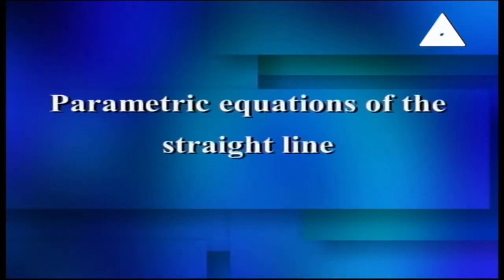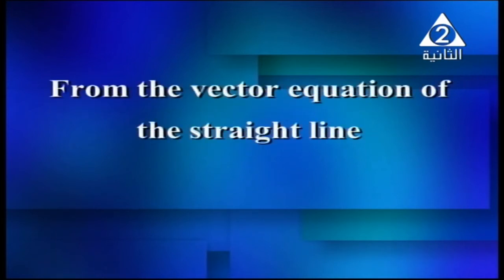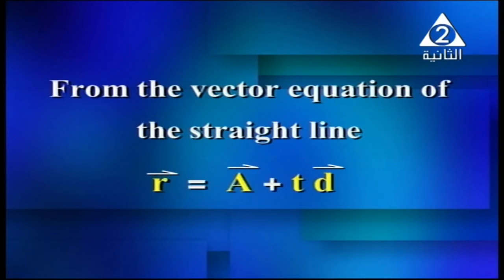Parametric equation of a straight line. My dear student, from the vector equation of a straight line, r vector equals a vector plus t d vector, this is the equation of a straight line in space. But the equation of the plane is n dot r equals n dot a.